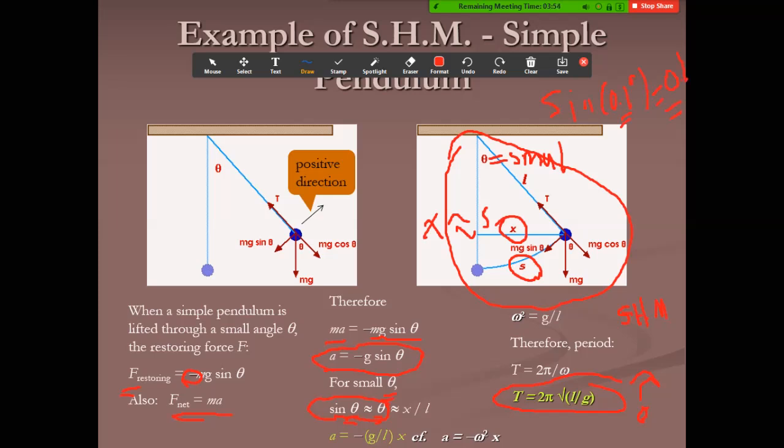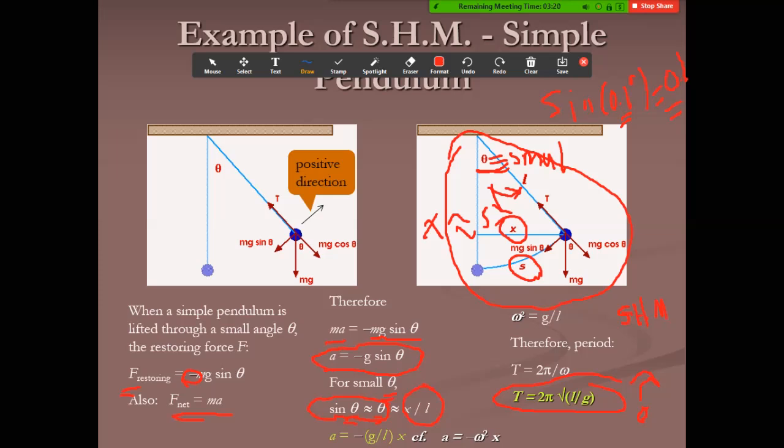But theta is equal to what? You look at this triangle. Theta is equal to x over L. Sine theta is opposite over hypotenuse, right? So theta equals x over L. We only take this when the theta is too small. So for your exam, it's x over L.